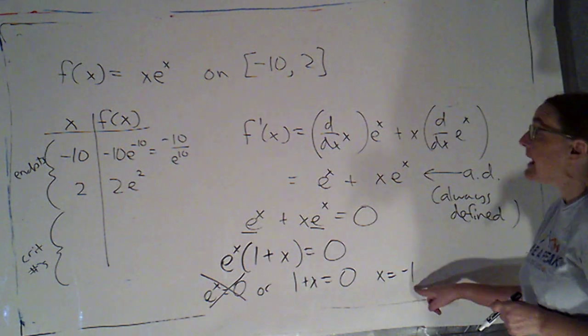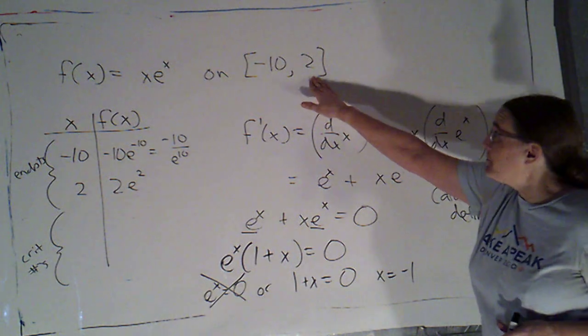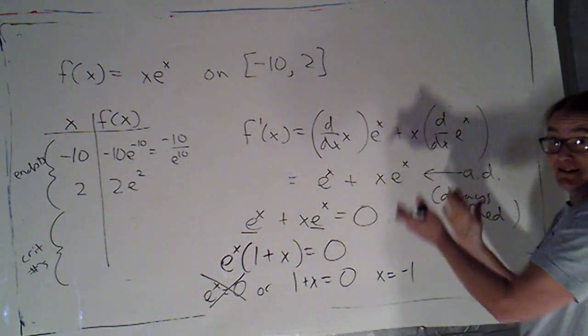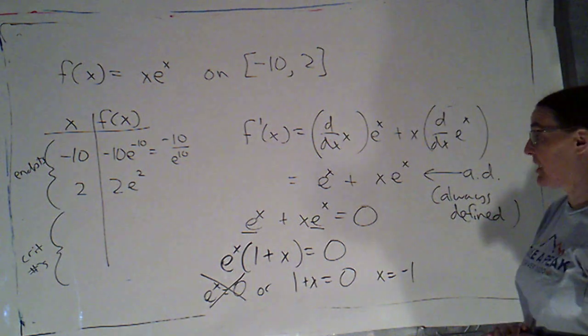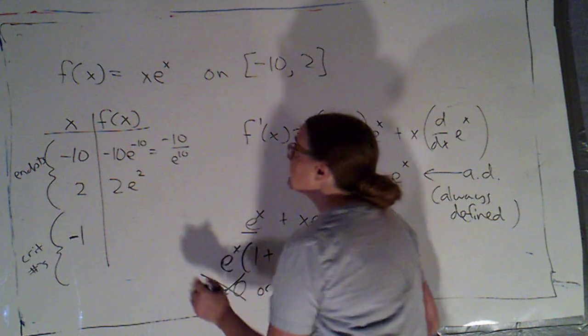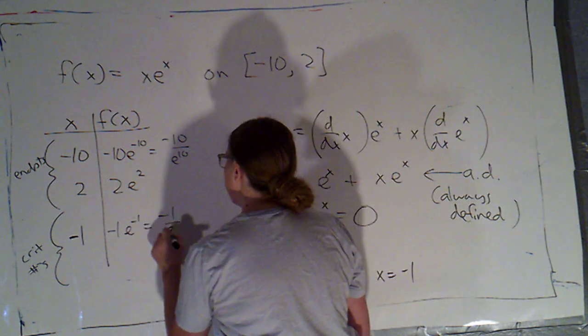Okay. Now, I do need to check that -1 is actually in this interval. If we'd been working on the interval from 2 to 10, this would be a critical number that I didn't care about because it wasn't in the interval for the problem. But -1 is in this interval. And when x is -1, I'm going to get -1 e to the -1, or -1 over e.